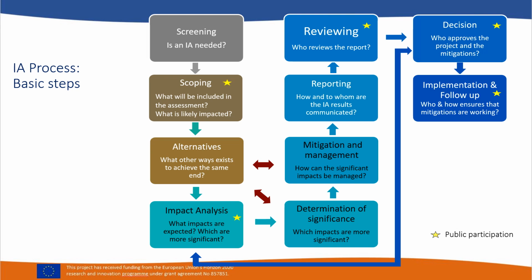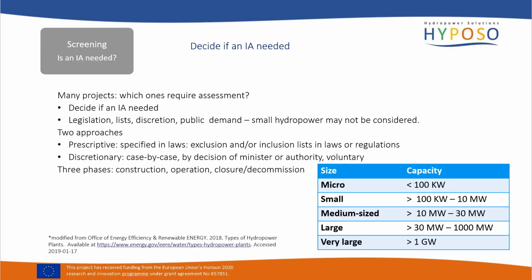So in this presentation, I'm going to follow the first steps of the impact analysis. In the next presentation, I will cover the other steps. So talking in more detail, screening, remember, is to decide if an impact assessment is needed. And I mentioned before that depending on the size, some projects might be excluded, especially, for example, micro projects might be excluded. In some cases, also small hydropowers could be excluded.